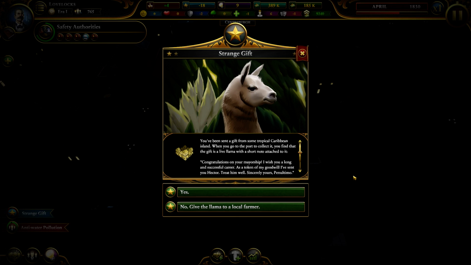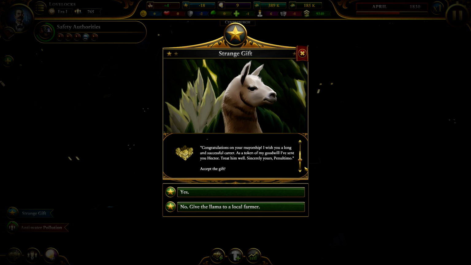I don't know. You've been sent a gift from some tropical Caribbean island. When you go to the port to collect it, of course we have no port, you find that the gift is a live llama. Is this a reference to SimCity? With a short note attached to it. Congratulations on your mayorship. I wish you a long and successful career. As a token of my goodwill, I've sent you Hector. Treat him well. Sincerely yours, Penultimo. Oh man, I want that name.